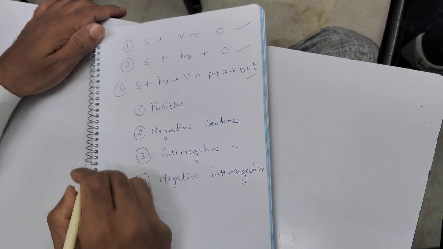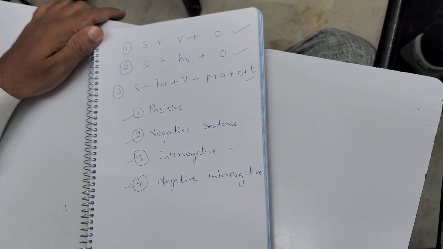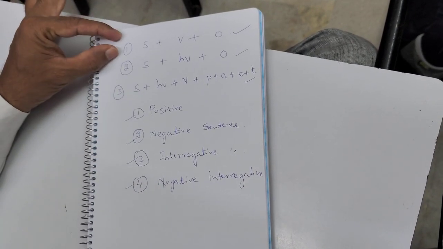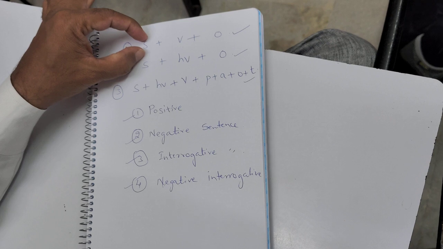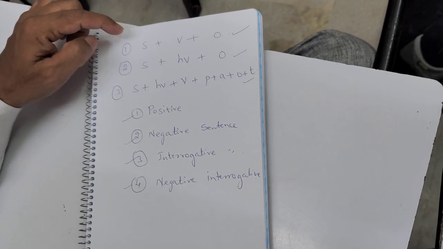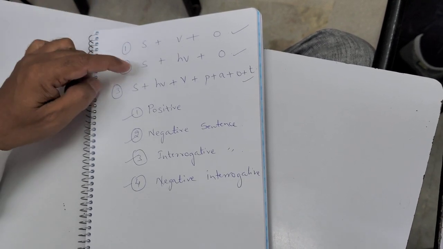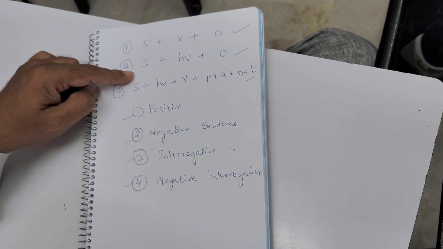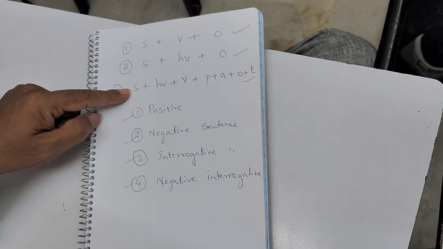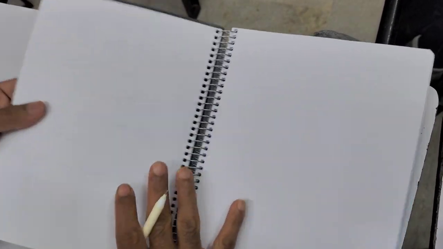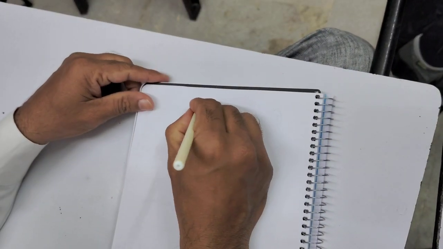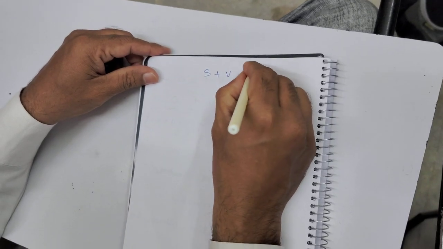So now today we are going to learn all the tricks, how to make four sentences by using the first formula. Okay, so now let's start with the first formula, subject plus verb plus object.